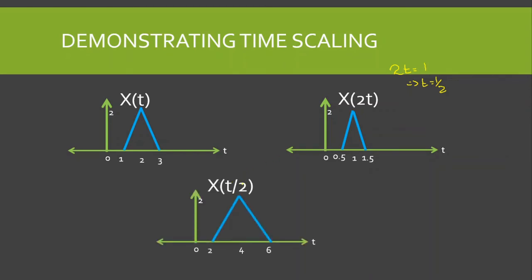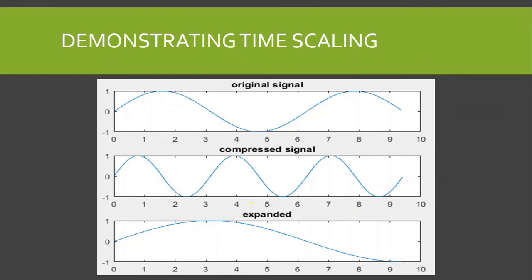Next is x of t by 2. Now this signal is expanded in time. If you have a look, this signal is now expanded in time. And again, we can find this by equating this argument to these values. For example, if I equate t by 2 to 1, we are going to get t equal to 2. So this value is going to be 2 over here. Similarly 4 and similarly 6. So this signal is now expanded in time, which means it is a slowed down signal.